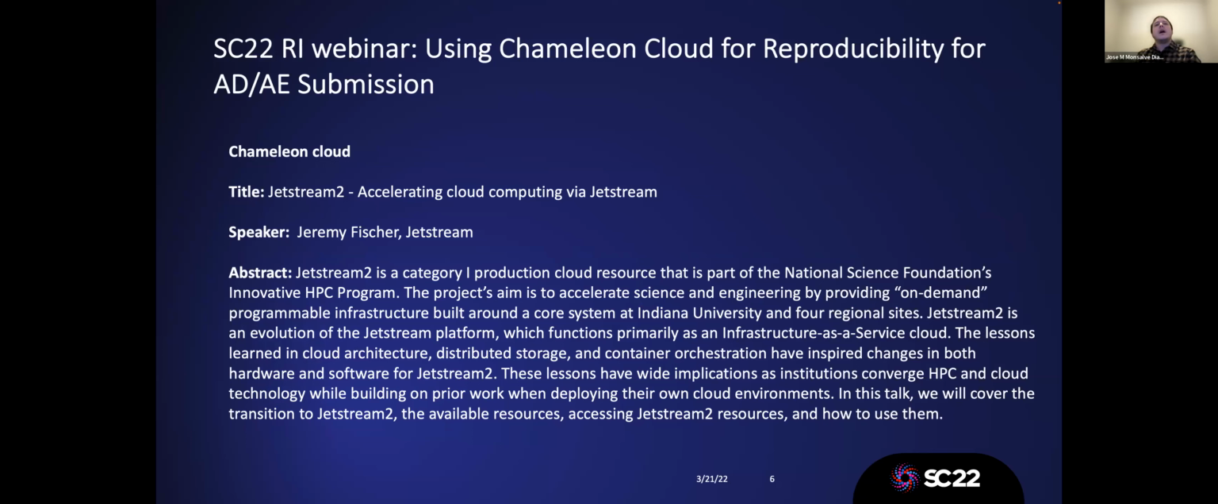Jetstream is a cloud resource that is part of the National Science Foundation, and this project tries to accelerate and improve access to on-demand infrastructure for different universities and sites in the US. It is an evolution of the previous Jetstream platform, with new features that we will see. It is infrastructure as a service, meaning that you will be requesting the different services that you need. The idea of this presentation is to show lessons learned, to understand how to use the resources, and how to use them in the context of SC22 artifact description and artifact evaluation.